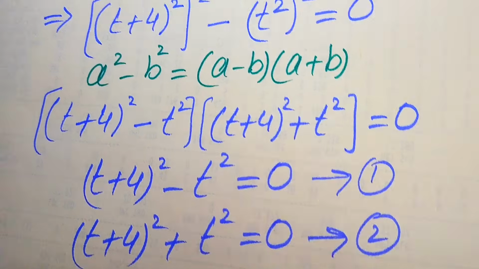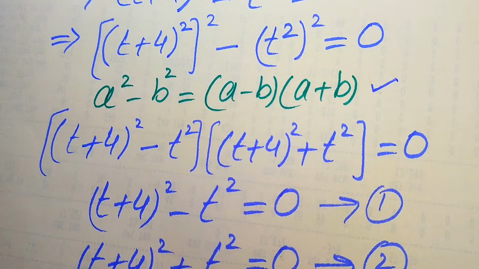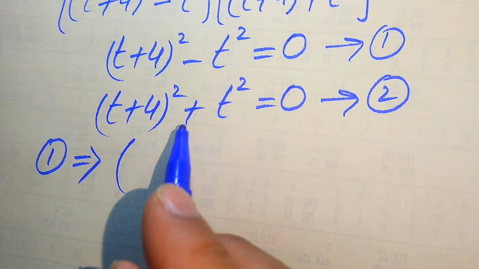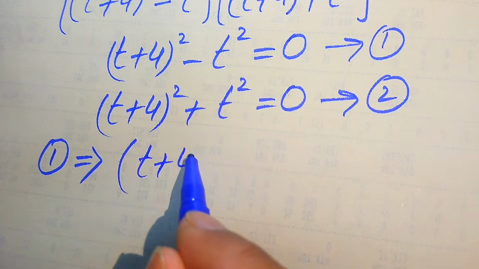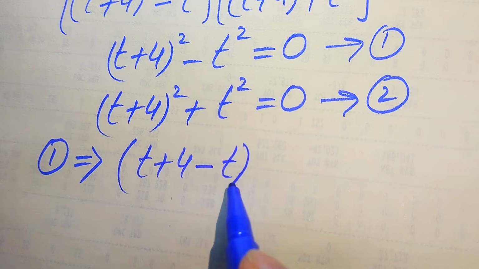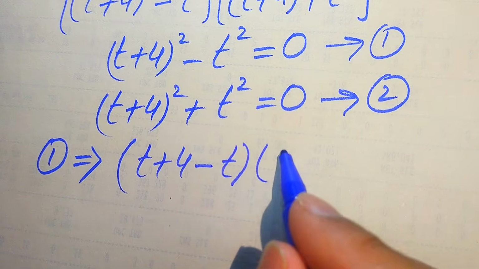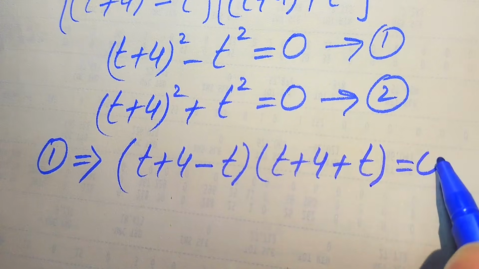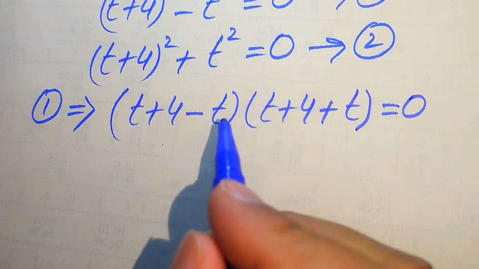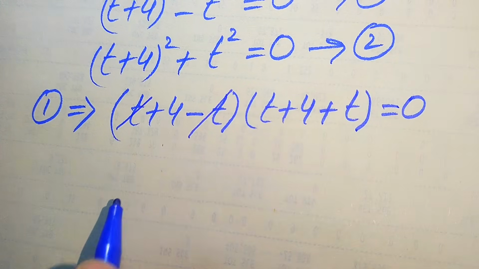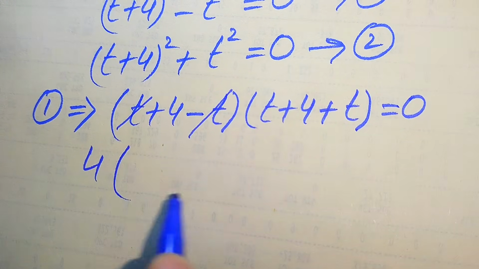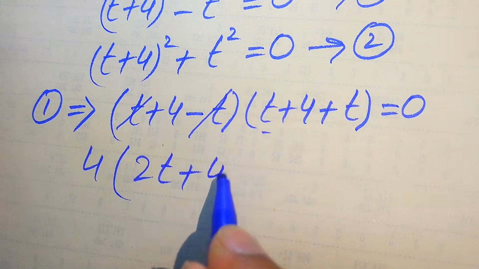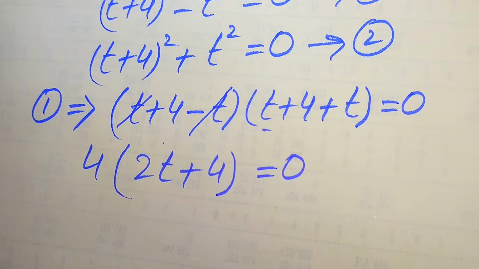In equation number 1 we again apply this nice algebraic formula. According to this formula, our first factor is a - b, where a is t + 4 and b is t, times a + b, where a is t + 4 and plus b is t, and this whole equation equals 0. So further you see here this minus t and this plus t cancel out each other, and here we get 4 times (t + t becomes 2t, plus 4), and this whole equation equals 0.